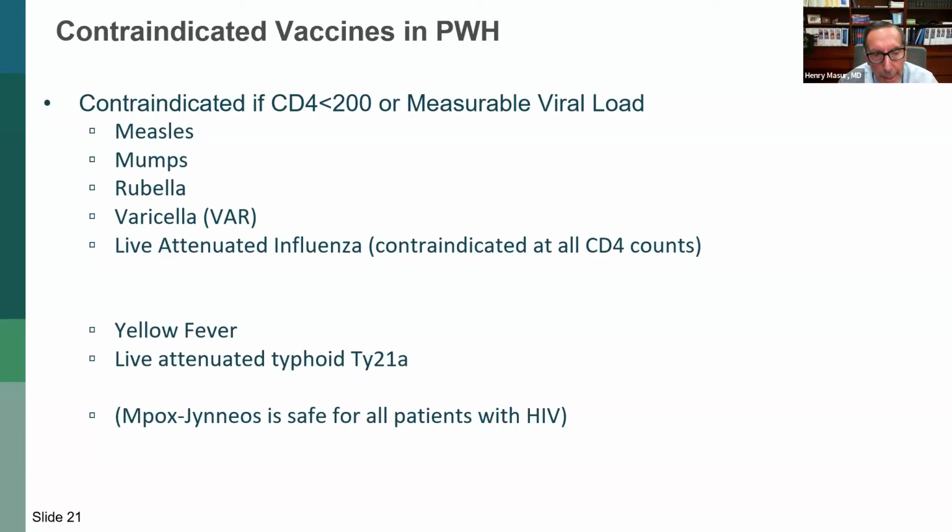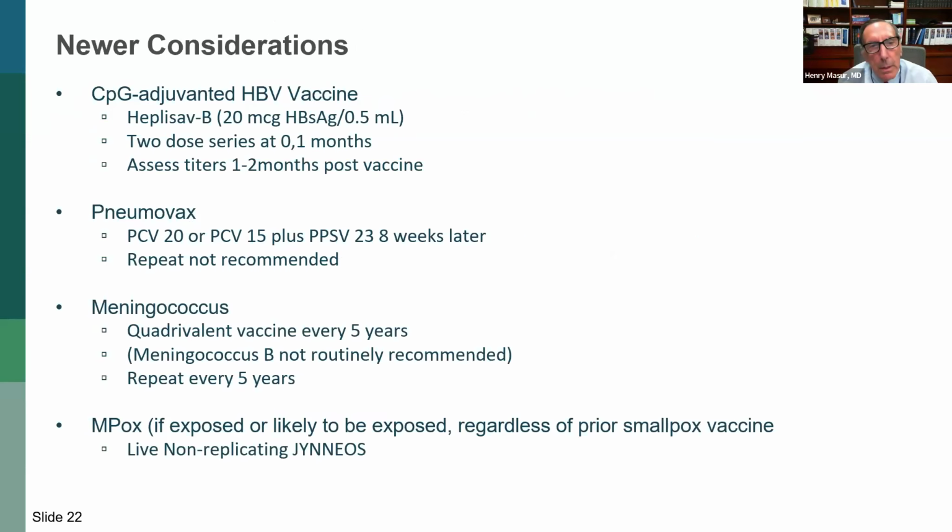Just one piece of arcane knowledge is that for the Mpox immunization, the Jynneos vaccine, which is the one that's recommended now, is a live virus, but you can give it because this is the one attenuated virus which is designed to be non-replicating. So this is safe, and this perhaps violates the rule that you can't give a live attenuated virus. But again, this is a special live attenuated virus. There are a few newer considerations. Again, a lot of information, but there's some nice tables in the HIV guidelines.